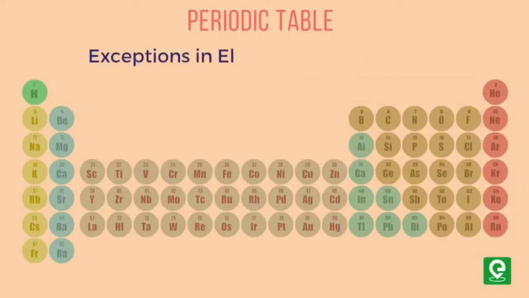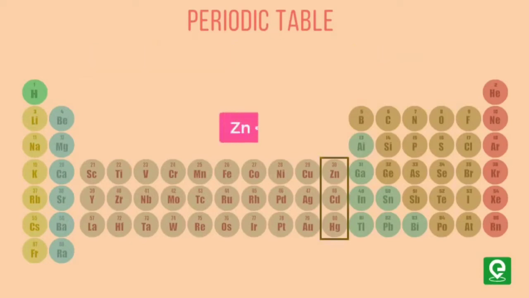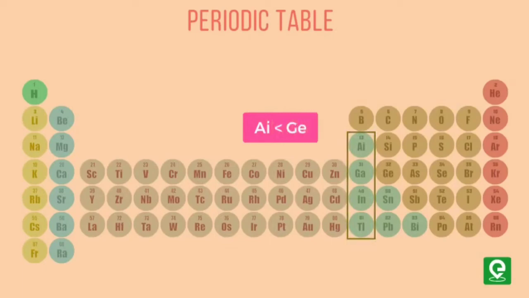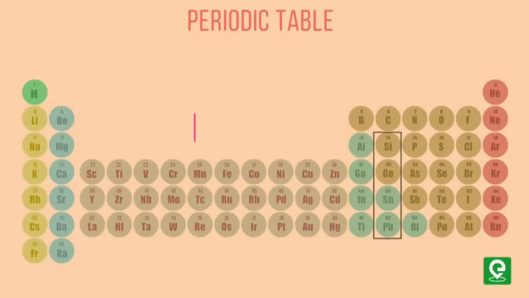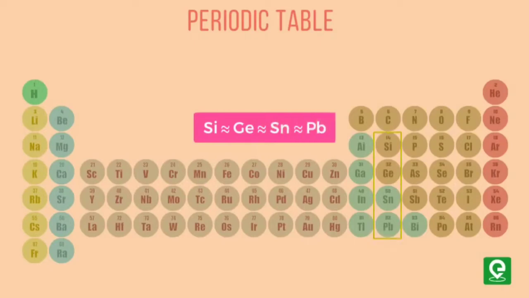There are several exceptions to the general trend of electronegativity we just learned. Number 1, the elements of group 2B, that is zinc, cadmium and mercury, show increase in electronegativity value on going from top to bottom in the group. Number 2, the elements of group 3A, which is aluminium to gallium, show increase in electronegativity value on going from top to bottom in the group. Number 3, the elements of group 4A show no change in electronegativity value on going from top to bottom in the group from silicon onwards.